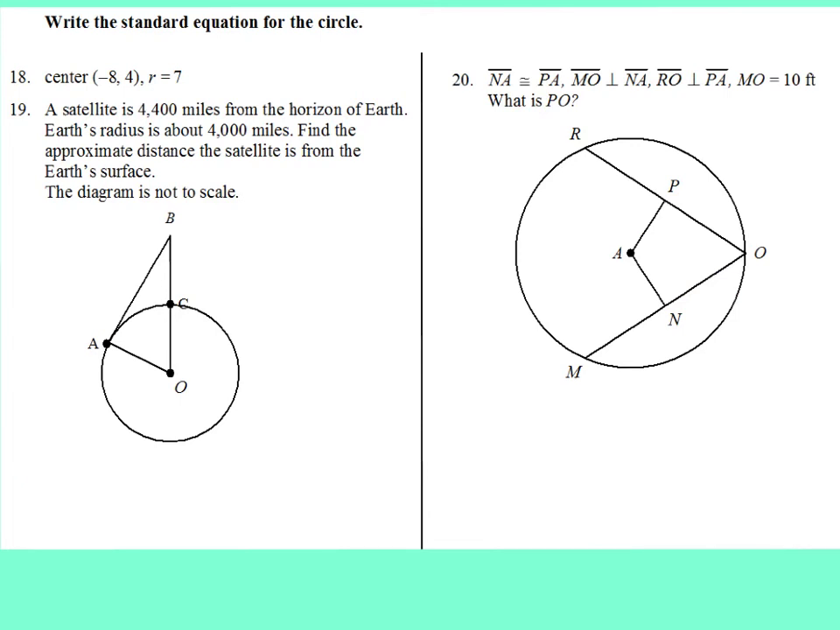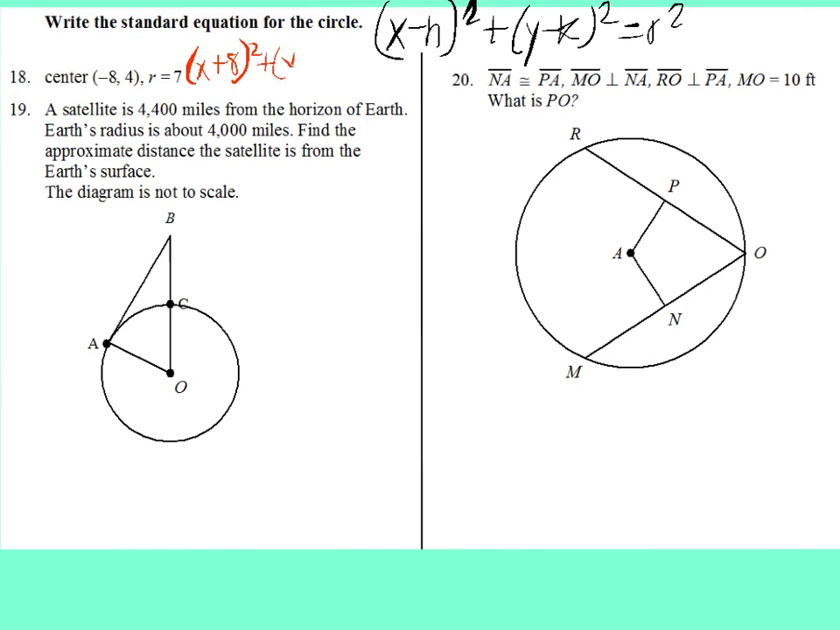All right, number 18 says write the standard equation for the circle. So you want to recall what the standard equation looks like for a circle. That's going to be x minus h squared plus y minus k squared is equal to radius squared. So plugging in the given information in number 18, our standard equation will be x plus 8 squared plus y minus 4 squared is equal to our radius squared, which is 49.